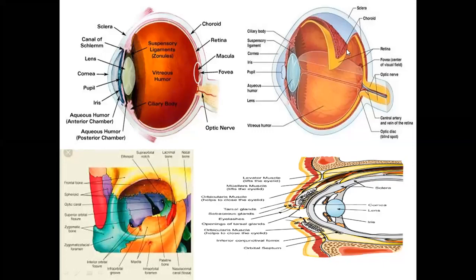The next layer is the vascular layer. This is the vascular layer which contains the blood vessels and connective tissue, and this is the layer which gives the nutrition to the eyeball. So this layer is called the choroid. This choroidal layer is present after the fibrous layer, and the innermost layer is the retina, that is the neural layer. The neural layer has two parts. One is the pigmental layer, which is fixed with the choroid, and the other is the neural layer, which contains the rods and cones. This is the light sensitive layer.